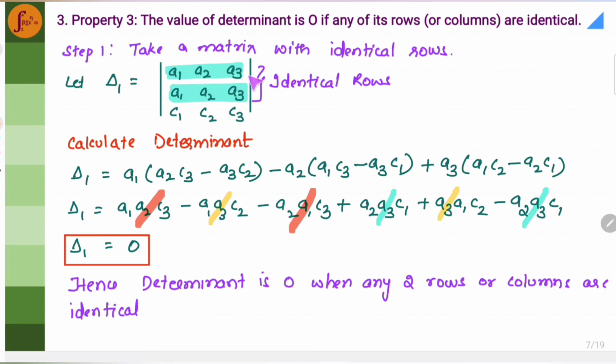The first row is A1, A2, A3. The second row also will be A1, A2, A3. And say the third row is C1, C2, C3. Now we calculate the determinant for this particular matrix. So you're going to get this as the answer, right? So all the terms are going to get cancelled and the determinant is going to become 0. We can prove this with an example.